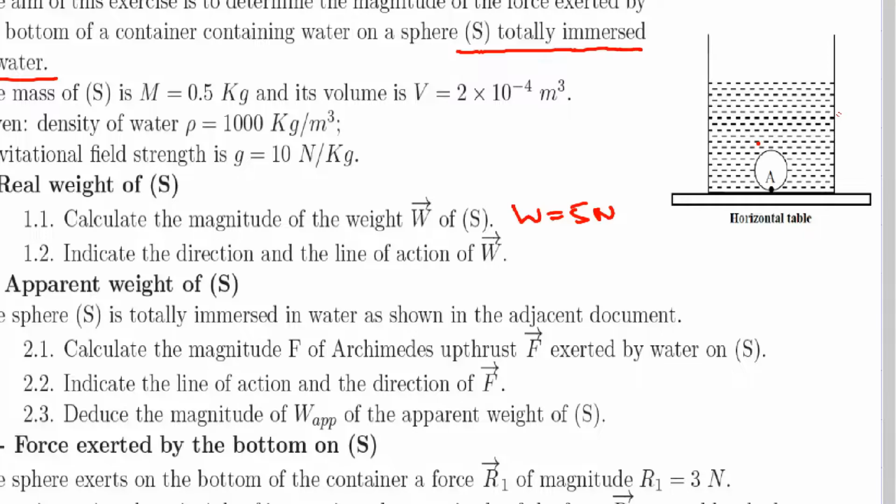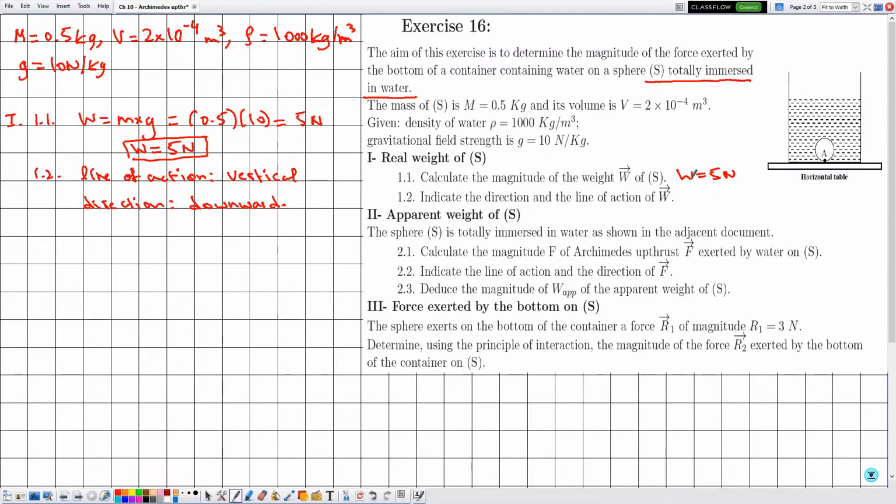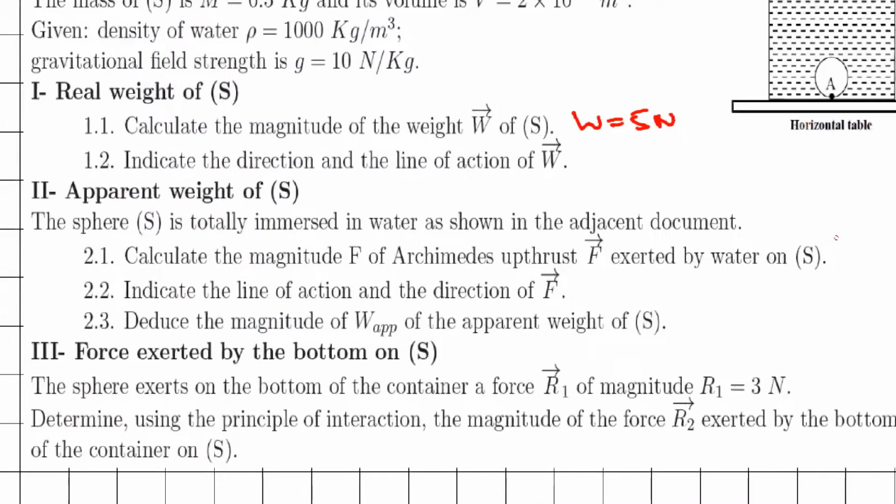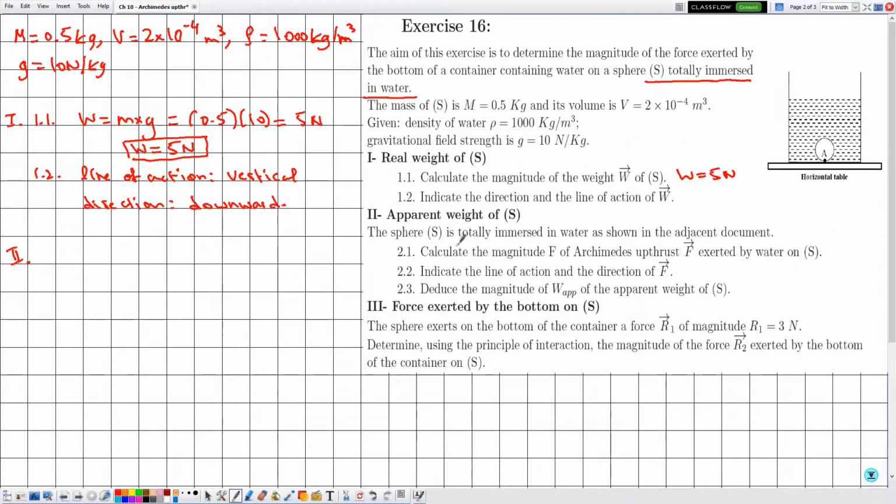So this is the sphere S totally immersed in the liquid, so the weight will be acting on this point vertically downward like this. Now part 2 of this exercise, apparent weight of S. The sphere S is totally immersed in water, as shown in the adjacent document. So they mentioned this document, now we can use it.